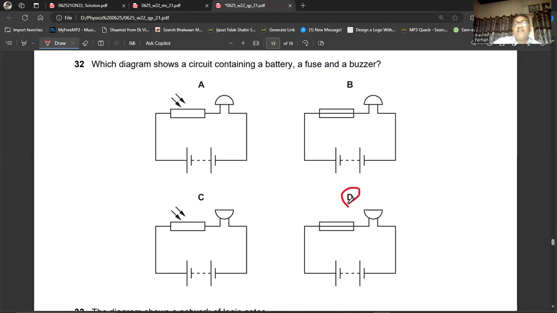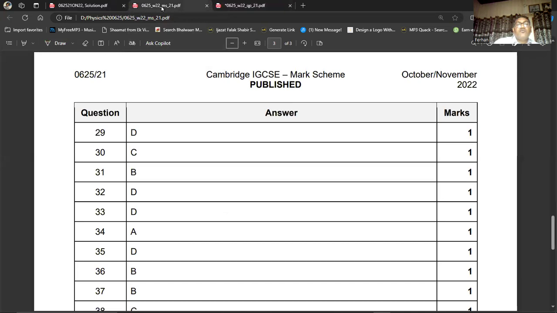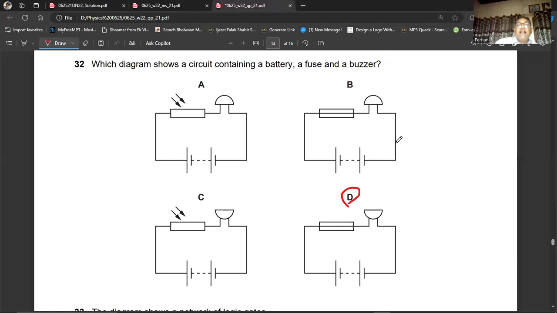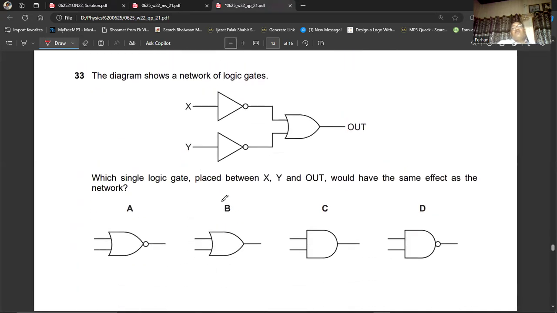So D is the right option. Question number 32, D is the right option. You should know this is cell, this is buzzer, and this is the symbol for the fuse. This is the symbol for the light dependent resistor, because it said fuse and the buzzer. So D is the right option. Question number 33. Okay, so this is a tricky question.